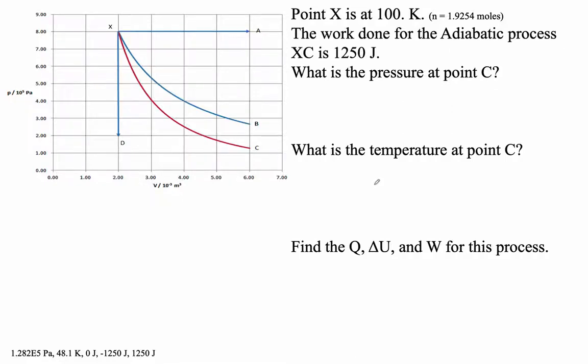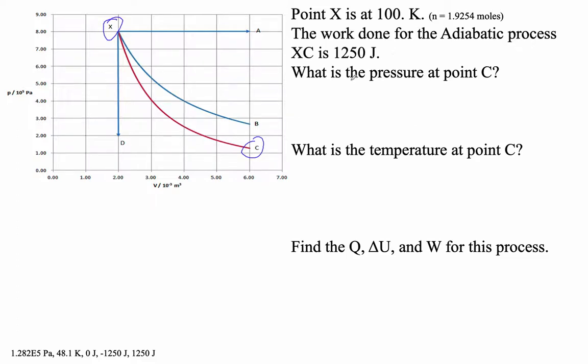All right, point X is at 100 Kelvin, so we know how many moles there are. The work done for the adiabatic process X to C is 1250. They have to tell you that, but actually they don't. I'll do a separate video where I show you how to do that.